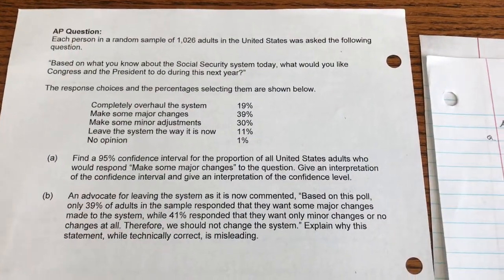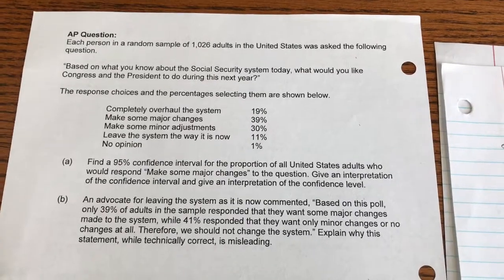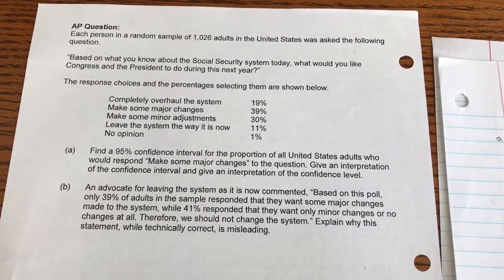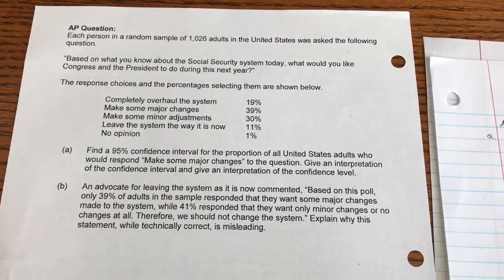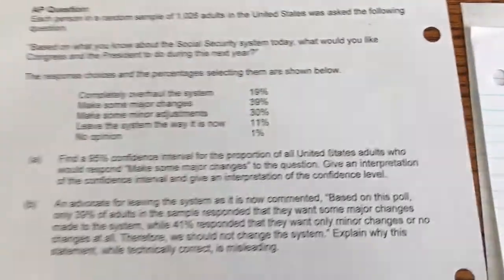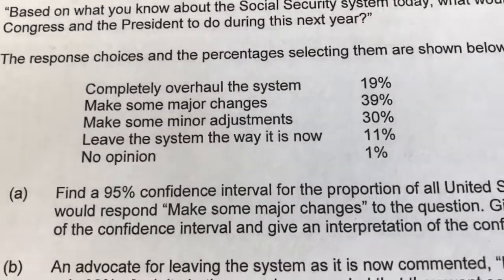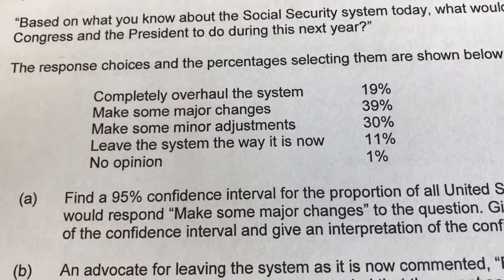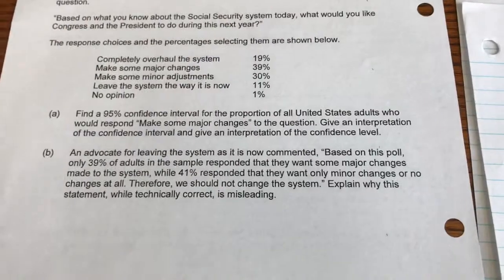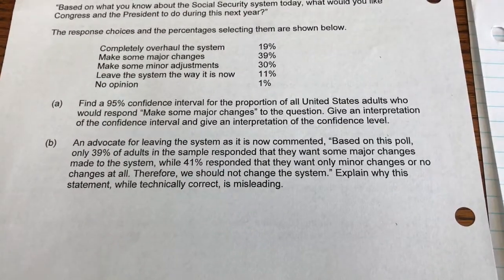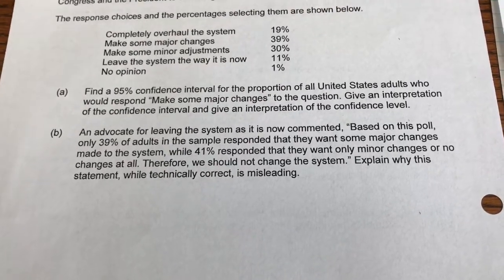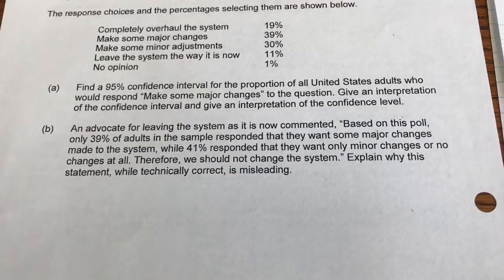Now, for the AP question, it tells us that a random sample of 1,026 U.S. adults was asked a question. Basically, they want to know, would you like Congress and the President to change the Social Security system? It gives us the proportion of people who said different responses, whether it be overhaul the system or just leave it the same. We're asked to create a 95% confidence interval for the proportion of adults who would respond, make major changes, to the question. And then we're also asked to interpret this.